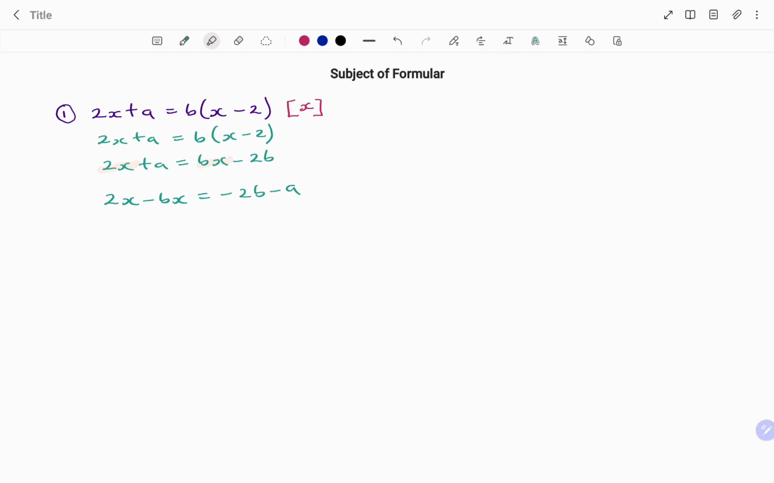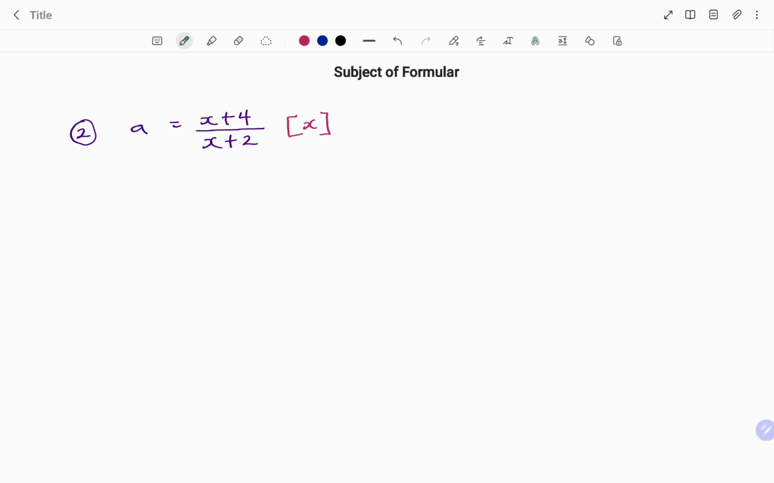The next step, I'm going to factor out my x on my left hand side. If I take out x, I'm left with 2 minus b equals minus 2b minus a. Therefore, dividing both sides by 2 minus b, I have x equals minus 2b minus a divided by 2 minus b. Let's look at another example.